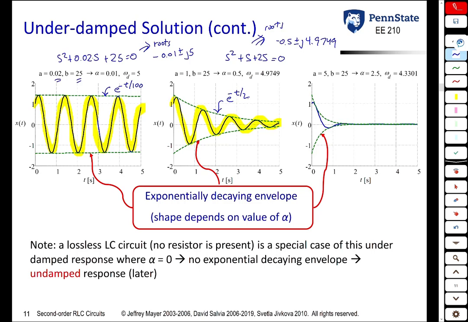Look at this third example. If the characteristic polynomial is s squared plus 5s plus 25 is equal to 0, if you find their roots, those roots are going to be minus 2.5 plus or minus j4.33.